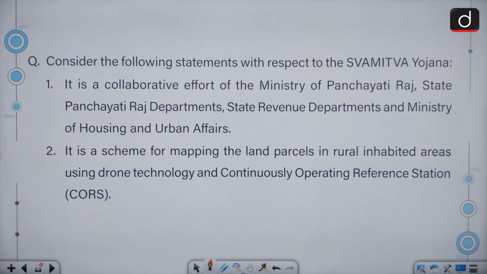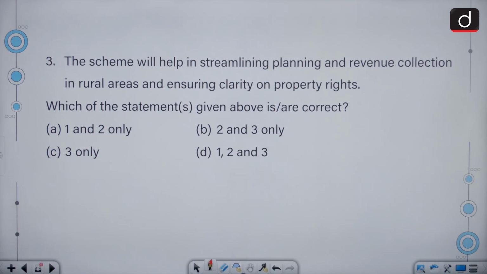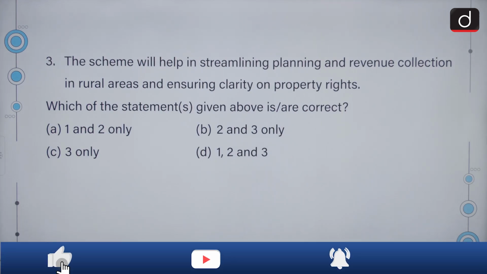Moving on, consider the following statements with respect to SVAMITVA Yojana. It is a collaborative effort of the Ministry of Panchayati Raj, State Panchayati Raj Departments, State Revenue Departments and the Ministry of Housing and Urban Affairs. It is a scheme for mapping the land parcels in rural inhabited areas using drone technology and continuous operating reference station. The scheme will help in streamlining planning and revenue collection in rural areas and ensuring clarity on property rights. We have to select the correct statement.